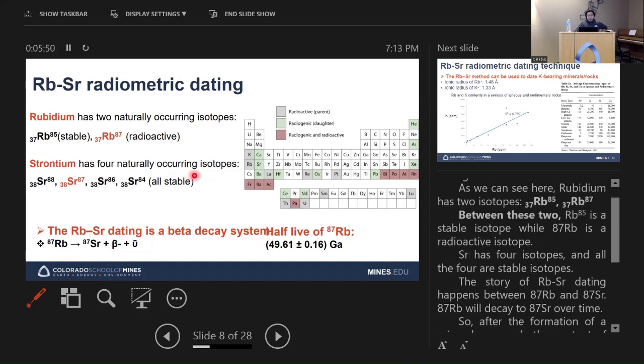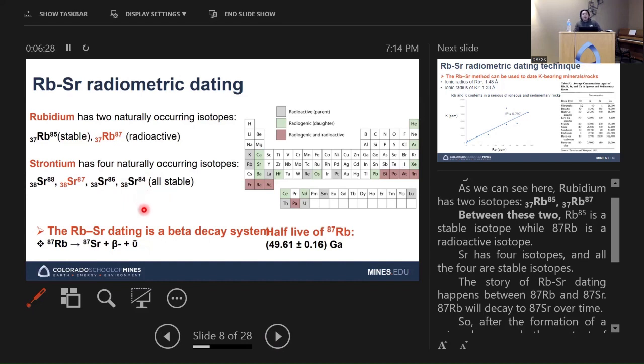Rubidium has two naturally occurring isotopes. One is rubidium 85, the other one is rubidium 87. Between these two, rubidium 85 is a stable isotope. When I say stable, it means it doesn't decay over time. And rubidium 87 is a radioactive isotope. This means this isotope will decay over time. And strontium has 4 isotopes, 88, 87, 86, and 84, all of which are stable isotopes.